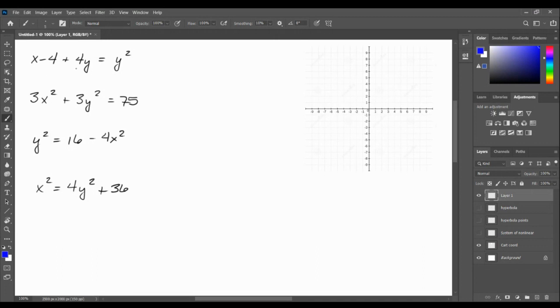Looking at this first one, I've got an x term, and I'm looking at the term with the largest degree for each variable. So I've got an x term, and I've got a y squared. When I've got one squared term and one term that is not squared, that's a parabola. Just by looking at the function, we can see that.